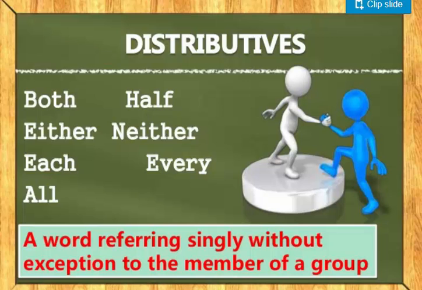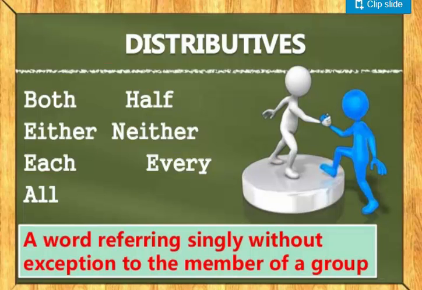Okay. What are the distributives? A distributive is a word referring singly, without exception, to the members of a group. Means it is a word that refers to, अगर जैसे एक ग्रुप है, ठीक है, मतलब आप कह लो कि जैसे एक पूरा ग्रुप है और उसमें से आप किसी एक को स्पेसिफाई कर दो या एक को आप कह दो या एक्सेप्ट दिस मेंबर ऑफ द ग्रुप. So this is the distributive.